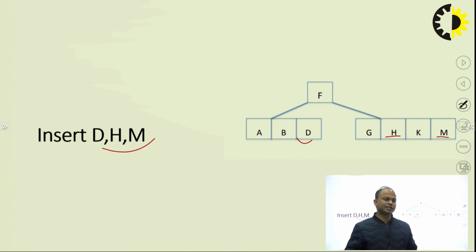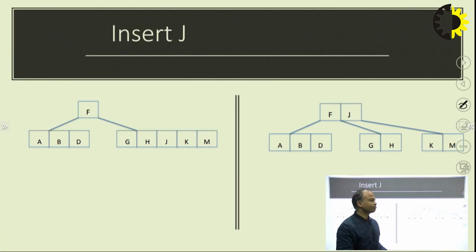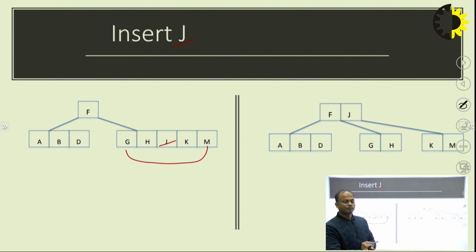So we can easily insert D, H and M. After it, we insert J, and if we insert J here, then J is greater than F. So J should be inserted here. And now observe here, it has the total 5 keys. Permissible value is here 4.